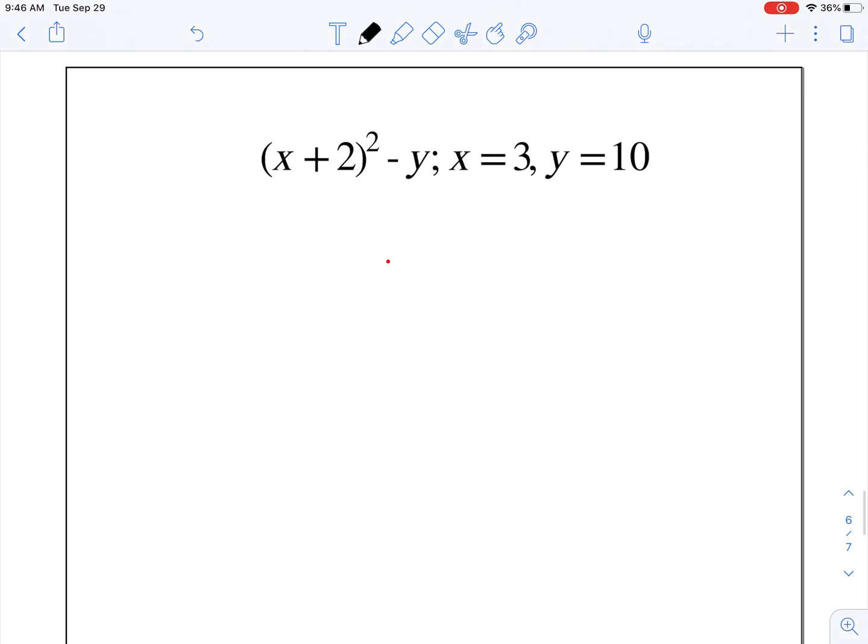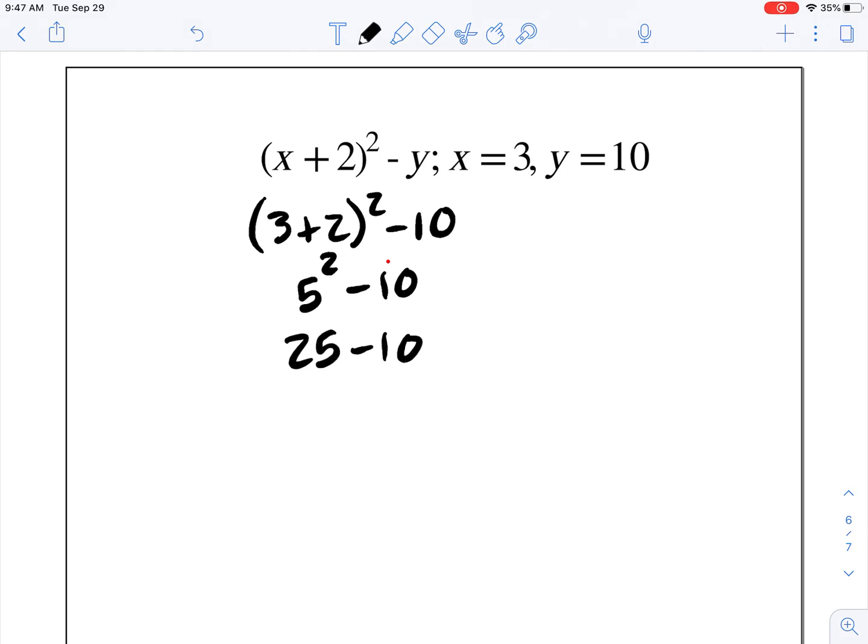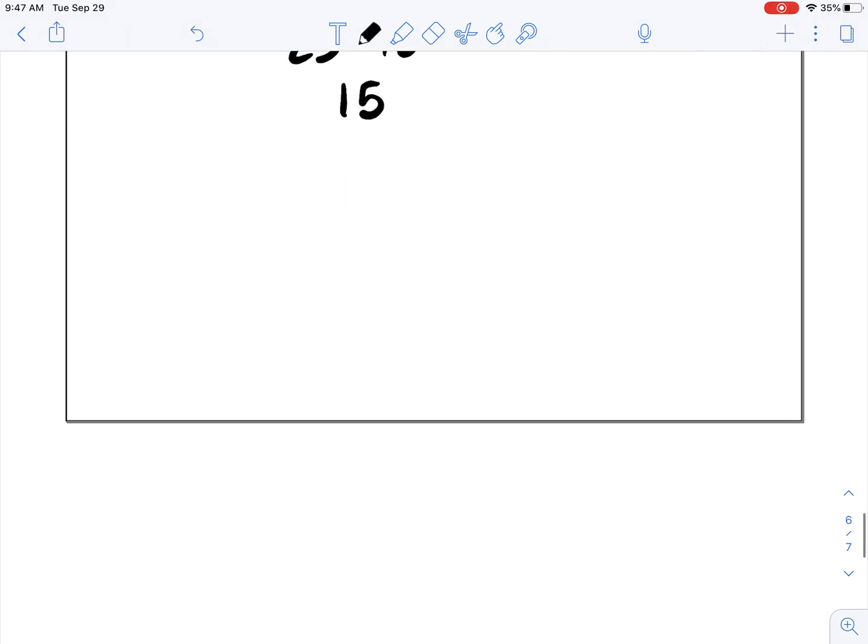This last one has a grouping symbol in it, so let's just read it left to right. x plus 2, the quantity of x plus 2 squared minus y when x is 3 and y is 10. So let's substitute in. x is 3 and y is 10. I do have a grouping symbol, which means I have to do what's inside first. So 3 plus 2 is 5. I no longer need those parentheses, so they fall away. I rewrite everything. Now I can do that 5 squared. Remember, that's not 5 times 2, it's 5 times 5, so 25 minus 10, and my answer is 15.